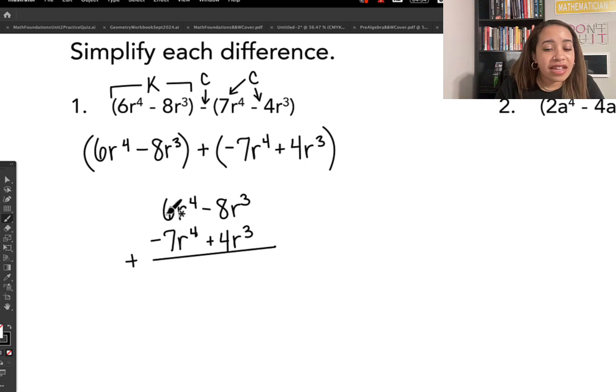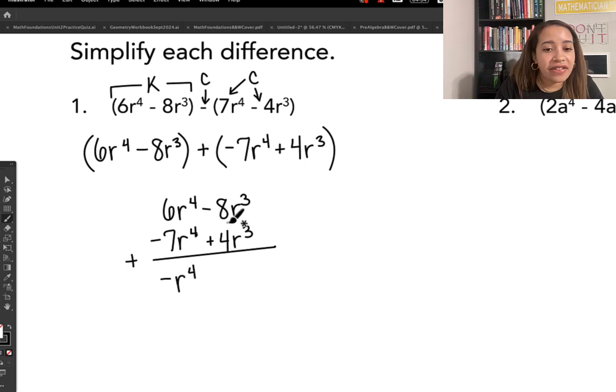These have different signs, so we can subtract the numbers. 7 minus 6 gives us 1, and our higher absolute value was negative. So it's like a negative invisible 1. We can write negative r to the fourth power.